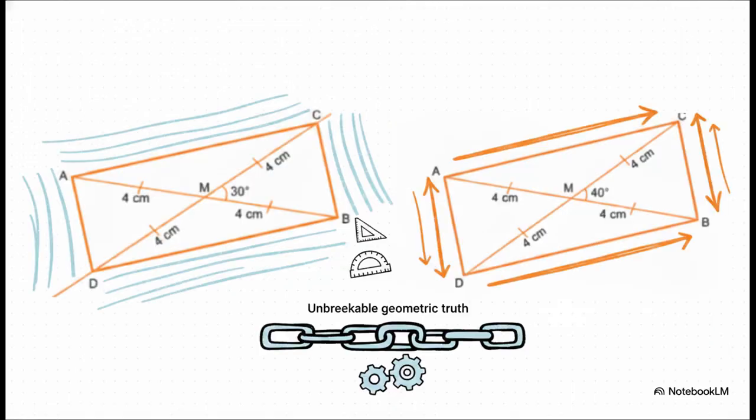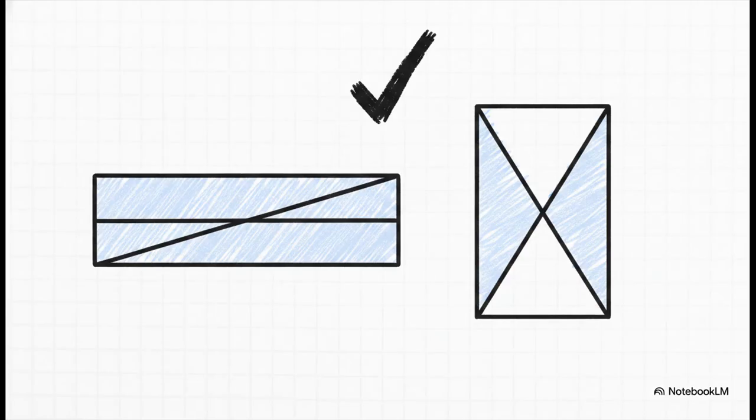Now, if you intersect those diagonals at, say, a 30-degree angle versus a 40-degree angle, you can immediately see how the shape's proportions shift. One is stretched out, while the other is visibly taller. But despite this huge visual difference, they share an unbreakable geometric truth. Here's the big reveal. Because the diagonals are equal and they perfectly bisect each other, the resulting shape must always be a rectangle, regardless of the intersection angle. I mean, no way, right? It's an incredible mathematical truth that forms the very basis of architectural stability. If you lock in your diagonals, your structure will always hold true.